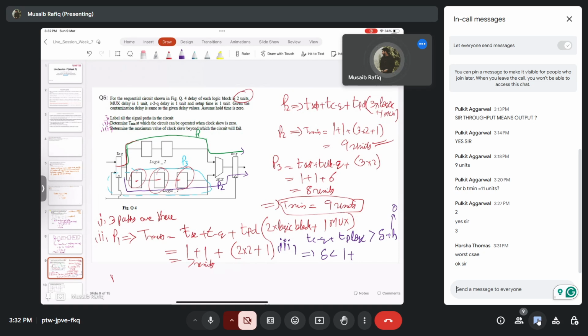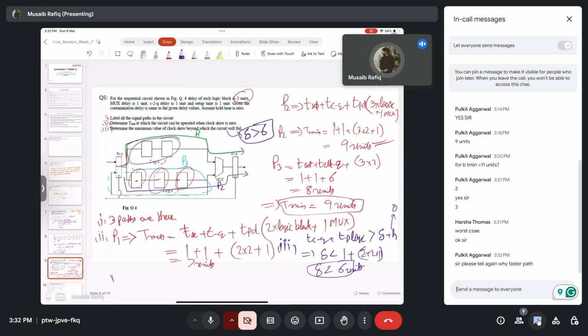How much is that? This is the faster path, right? 2 plus 2 plus 1 for the mux. So that is 2 plus 2 plus 1. So delta should be less than or equal to 6. So the circuit will fail if skew exceeds 6 units. Here, let me write in brackets: faster path.